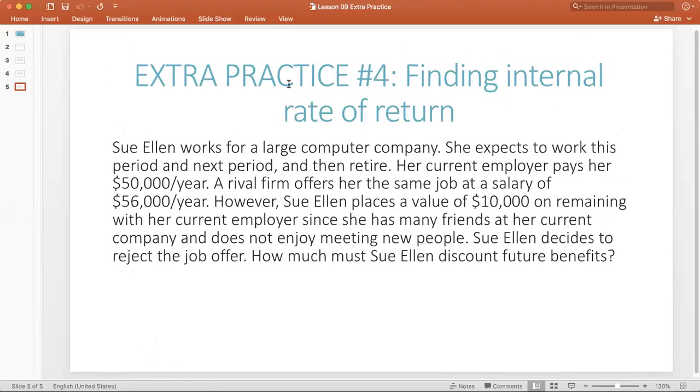So last one, finding the internal rate of return. Sue Ellen works for a large computer company. She expects to work this period and next period and then retire. Her current employer pays her $50,000 a year. A rival firm offers her the same job at a salary of $56,000 a year. However, Sue Ellen places a value of $10,000 on remaining with her current employer since she has many friends at her current company and does not enjoy meeting new people. Sue Ellen decides to reject the job offer. How much must Sue Ellen discount future benefits?